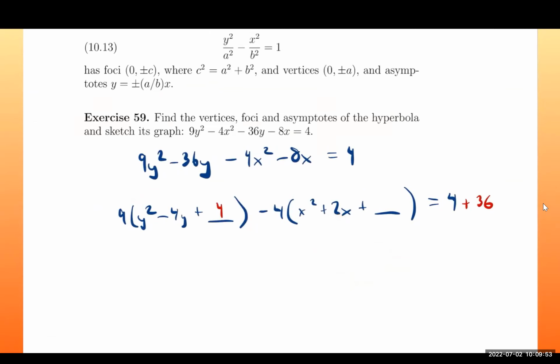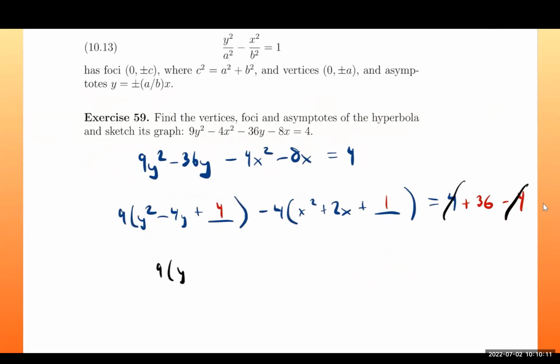Over here, if you take the b term and divide by 2, you get 1. You square that, you get 1. So this is going to be plus 1, which is really negative 4 if you distribute. So that means you have to add negative 4 to the other side as well to keep the equation balanced.